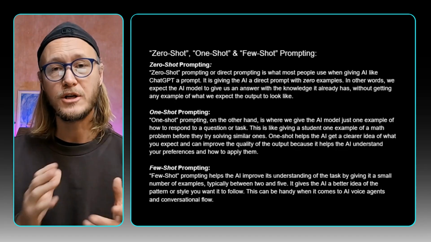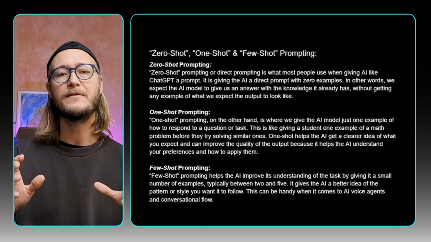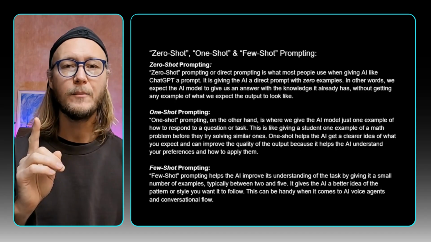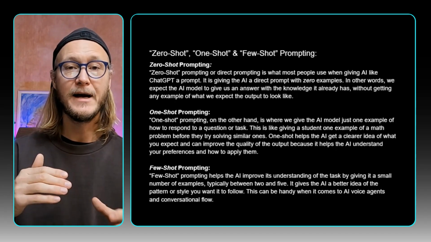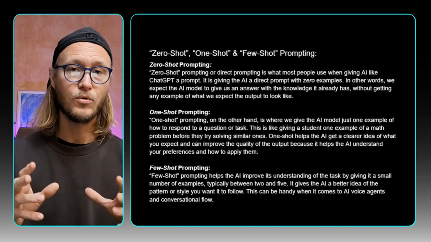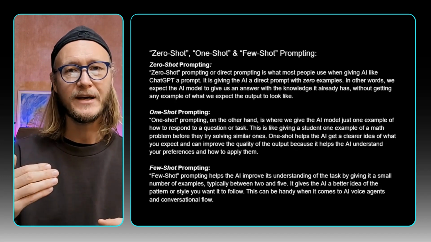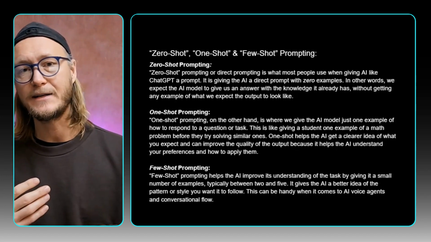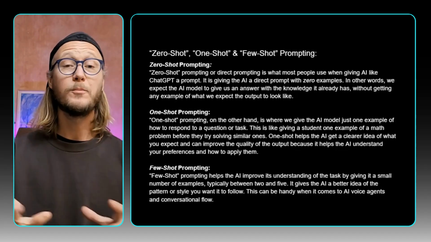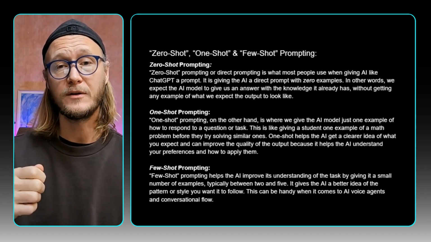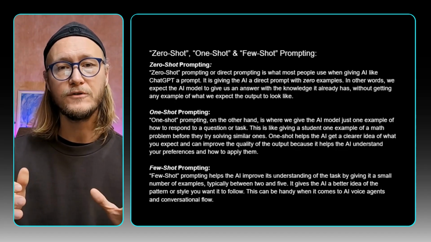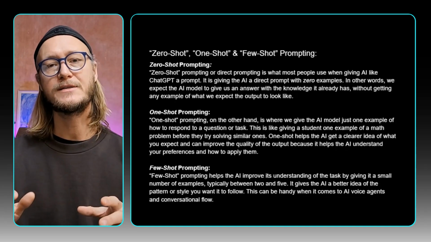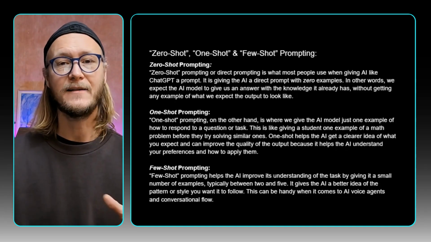Then when it comes to one-shot prompting, it basically means that you give the AI one example of how you expect it to handle a certain task or question when asked. And this will give the AI an idea of how to handle similar tasks and questions. So basically you could compare this to giving a student one math problem to solve just to have a better chance of solving similar math problems at a test.